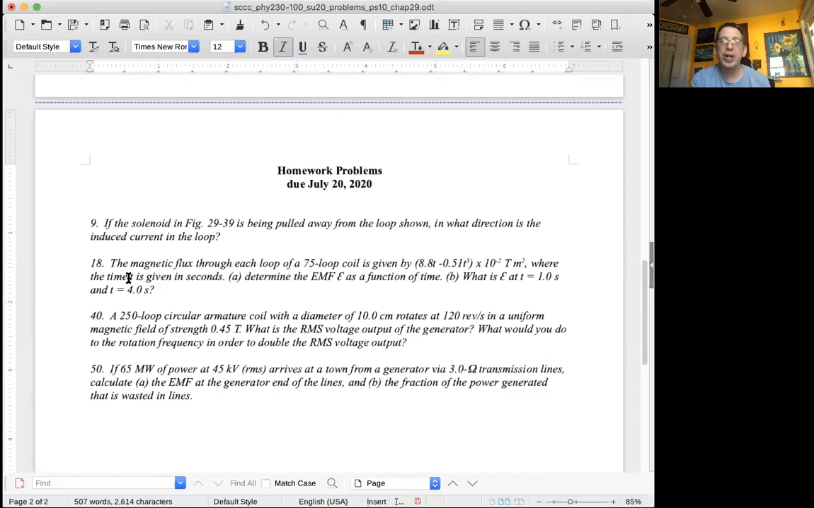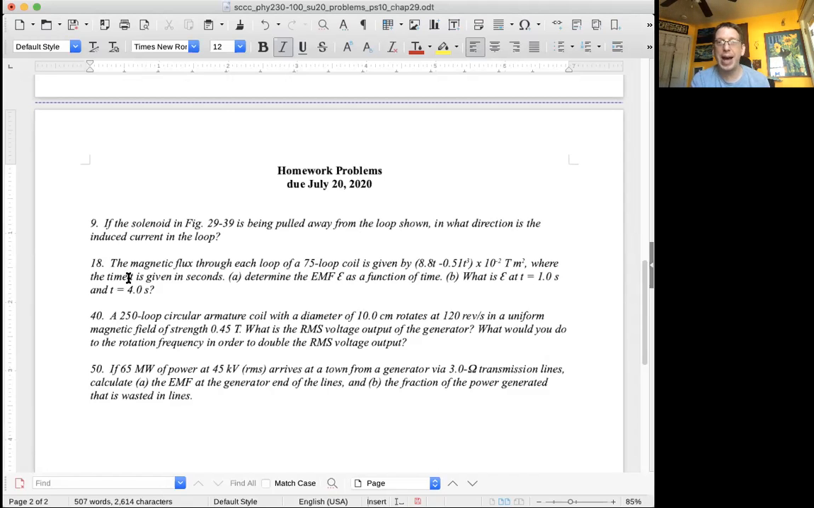For problem 40, a 250 loop circular armature coil with a diameter of 10.0 meters rotates at 120 revolutions per second. Remember, omega, in order for the math to work out properly, needs to be in radians per second. So you're going to need to do a little bit of a conversion in a uniform magnetic field of strength 0.45 Tesla. What is the RMS voltage output of the generator?